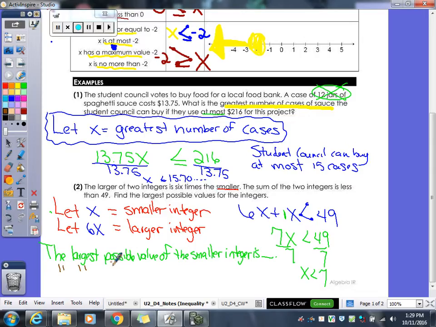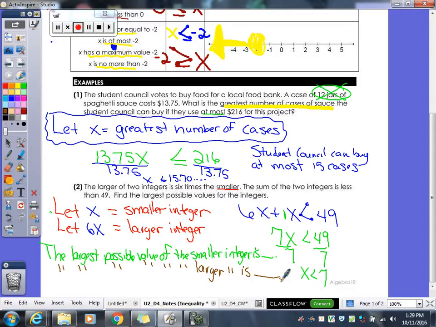The largest possible value of the larger integer is. Have you used those little ditto marks in English before? It means the same thing from above. Again, on a quiz or a test, you wouldn't want to do that. You want to write it all out.